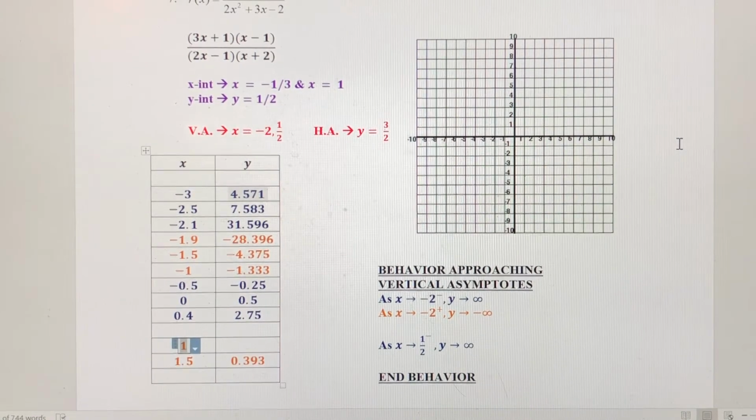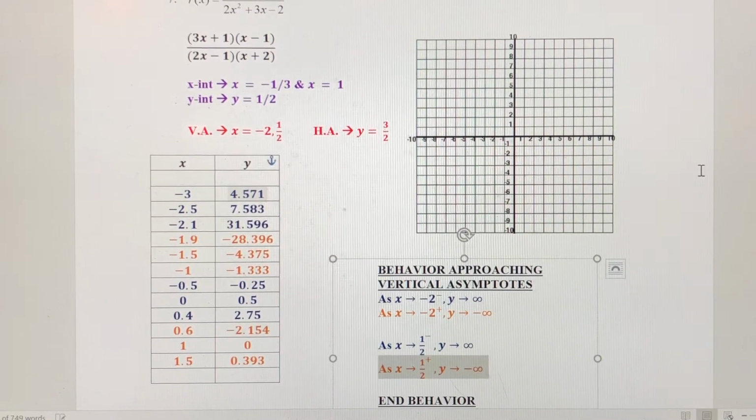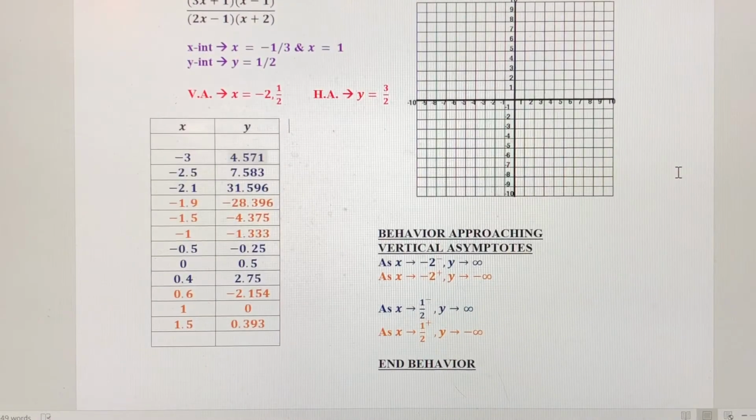1, when I plug that in, I'm going to get 0. Okay, that was from my x-intercepts up here. And 0.6, I'm getting closer and closer to 1/2 from the right side. That's going to give me negative 2.154. So you can see the pattern. We're getting smaller here. So as we approach 1/2 from the right side, y is going to approach negative infinity.